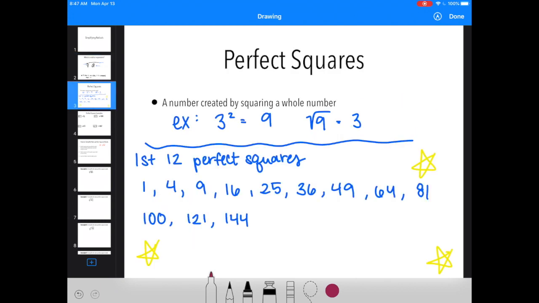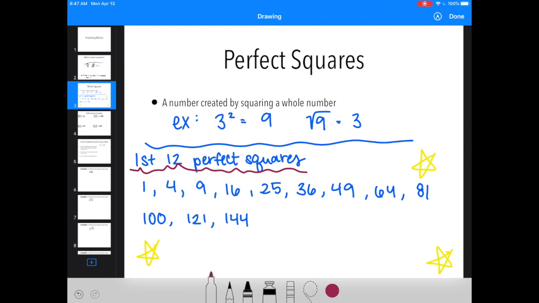Okay. You have probably experienced perfect squares in the past. Meaning if I take the square root of something, it equals a whole number value. So it's a number created by squaring a whole number. So it's those nice and pretty and easy ones. If I take the square root of 9, I get 3. So here is this list. I'm going to tell you, this list is very, very important for simplifying radicals. It's the first 12 perfect squares.